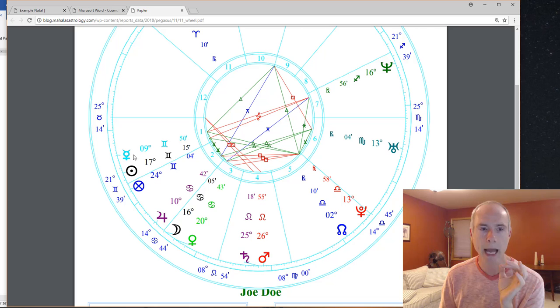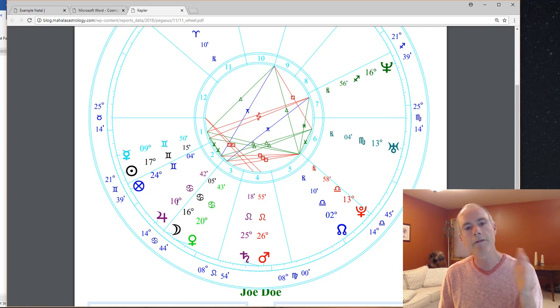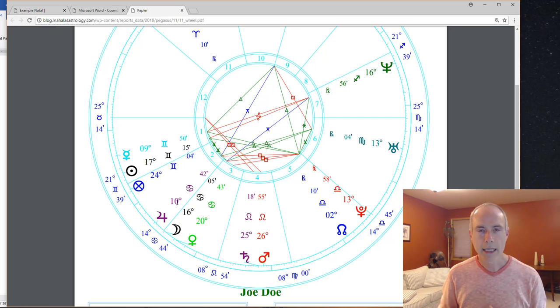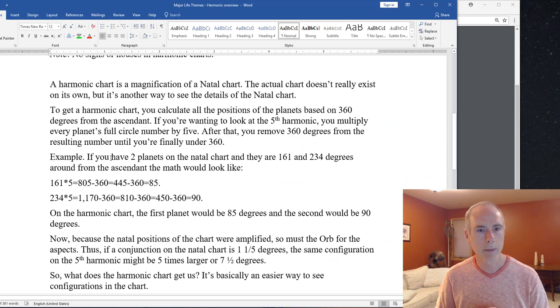Now, if you consider that, then you can take each one of the planets. Mercury here might be at 9 degrees in the chart. The sun, 17 degrees. Then we get to Jupiter, which is at 10 degrees in the next house, which means it's at 40 degrees. And so you keep adding these up all the way around. And then in order to find the harmonics, let's come back to the document.